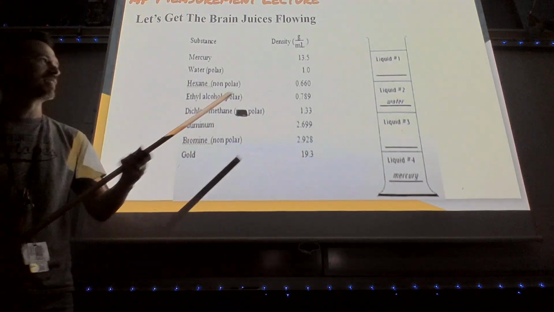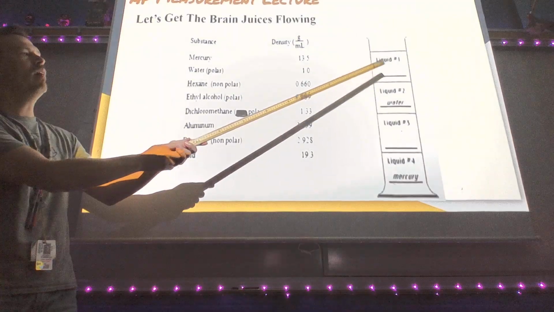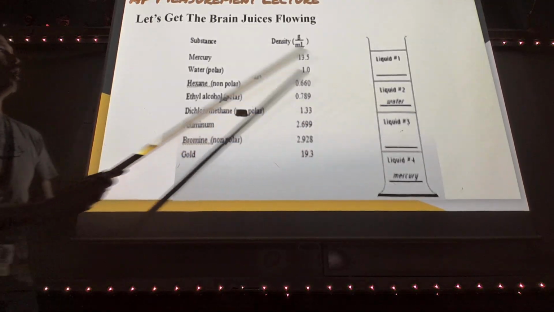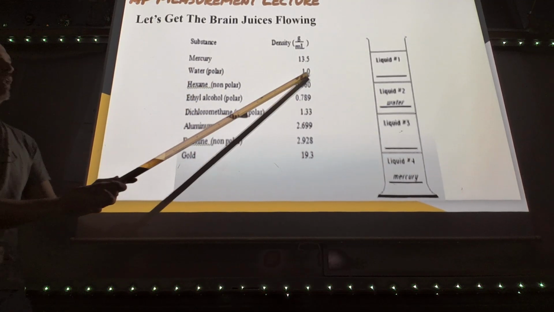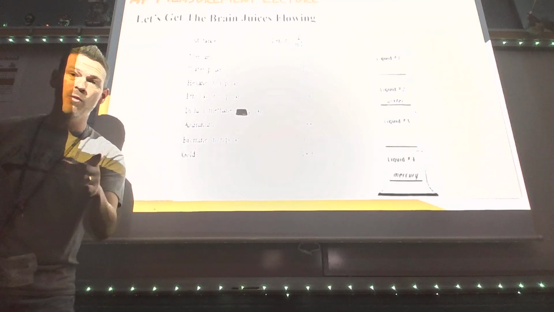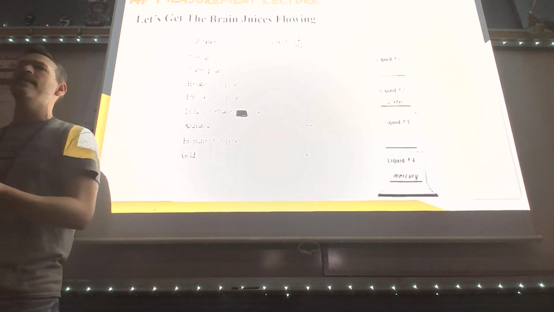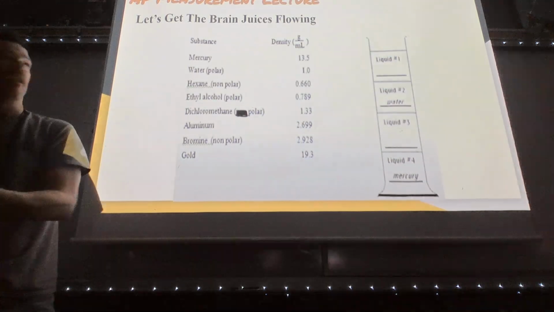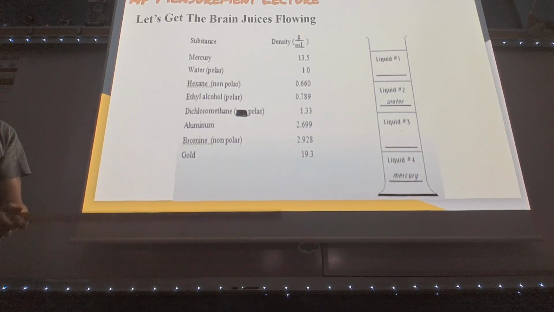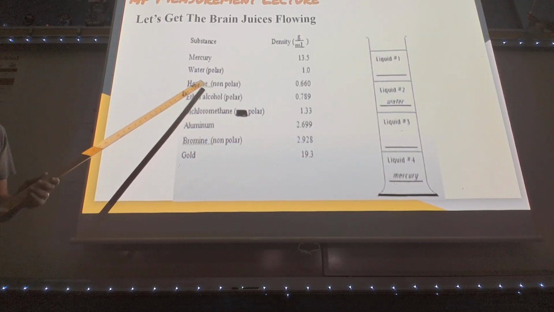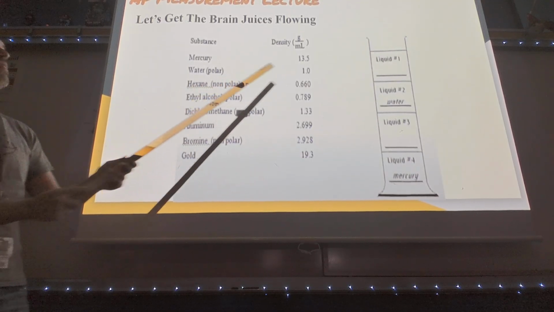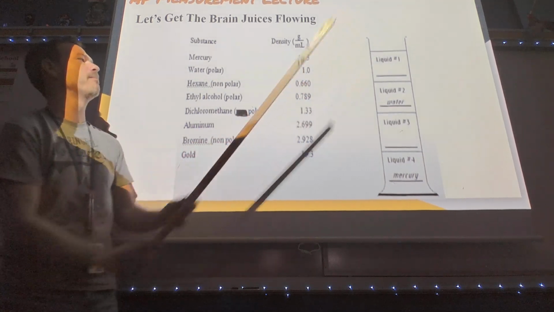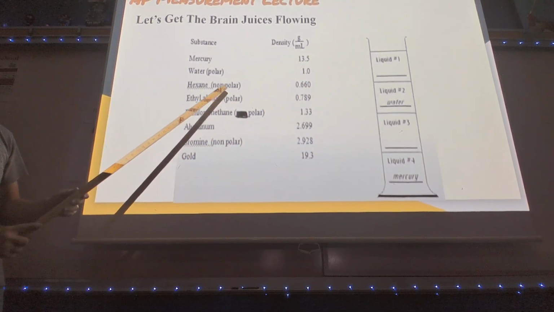So then the question is, what is that? Well, water is below it, and water is 1. So if this is above water, it should have a density that is generally less than 1. How many options are there? Yeah, hexane and ethyl alcohol. These are the only 2 items that it could possibly be. So how do we differentiate between them?